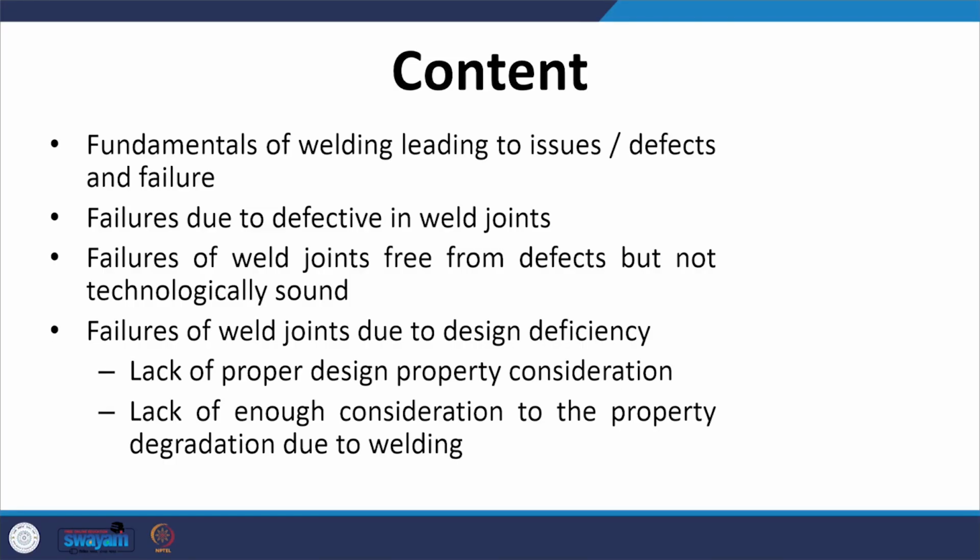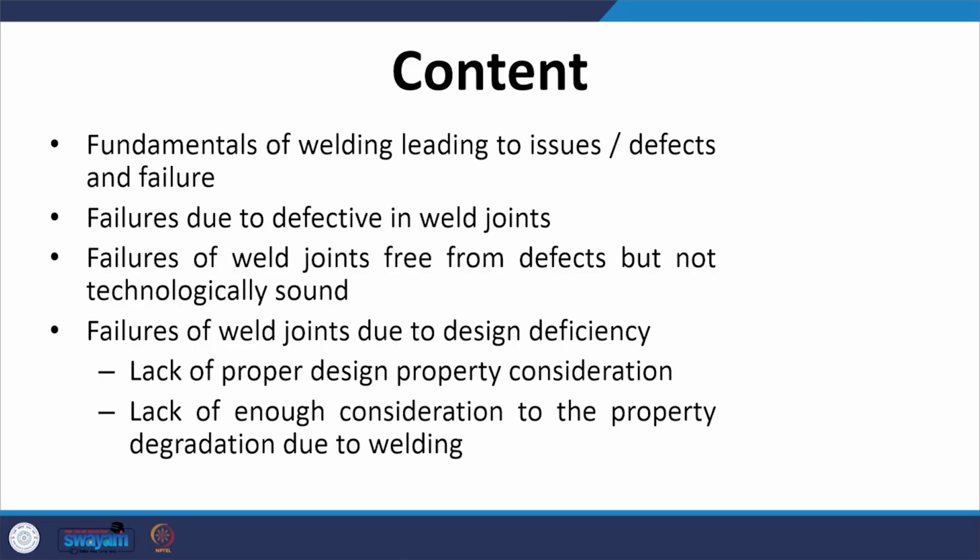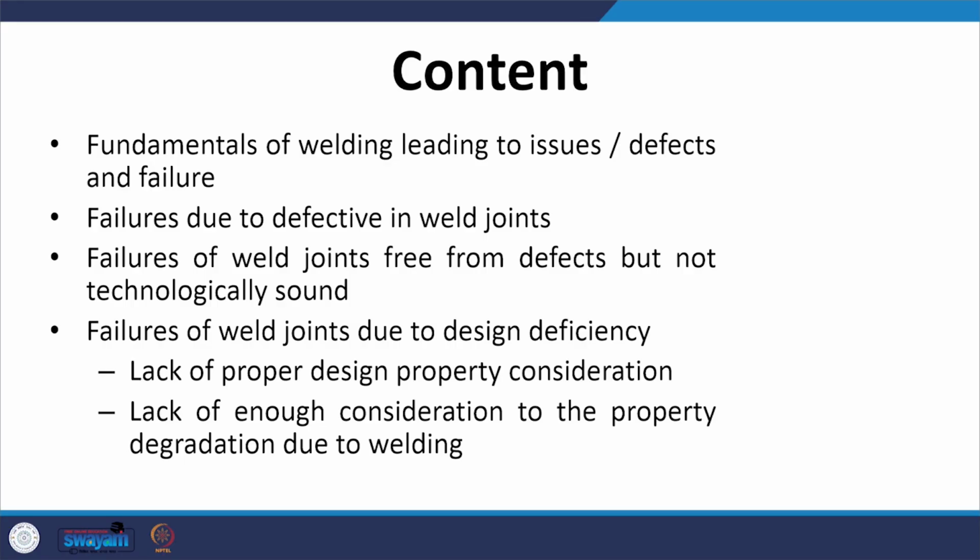So, failure of the weld joint due to deficiency in design can be in respect of improper design consideration, meaning the design property has not been selected for development of the weld joint, or not enough consideration has been given to the degradation in properties of the base material or the weld joint due to the heat or pressure that will be applied during the welding. So, we can say the failure due to deficiency in design can be due to two types of causes. One is lack of proper design property consideration, or lack of enough consideration to the property degradation that will occur due to the welding.